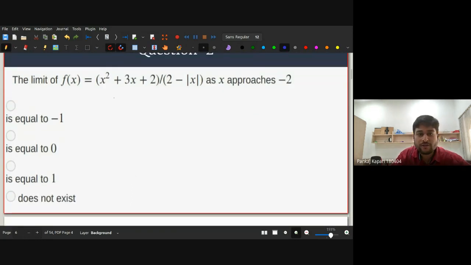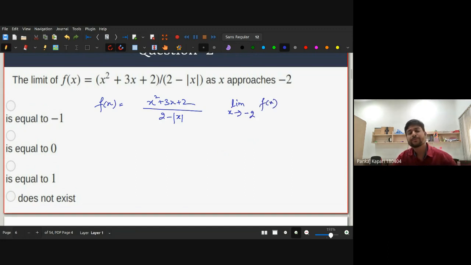You have to find the limit of this function, where you can see that this function is x square plus 3x plus 2 divided by 2 minus modulus of x. So this is our function, and we have to find this limit when x approaches minus 2. So that means if you consider the graph of the function, you are approaching this value of minus 2. Your x is going very close to minus 2, either from left or from right.